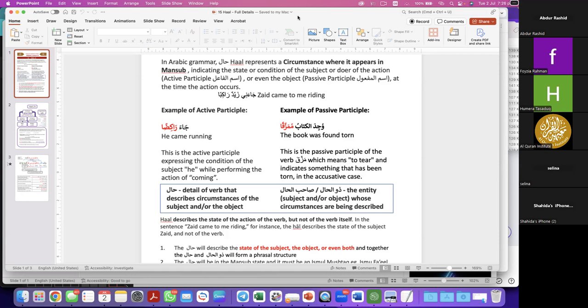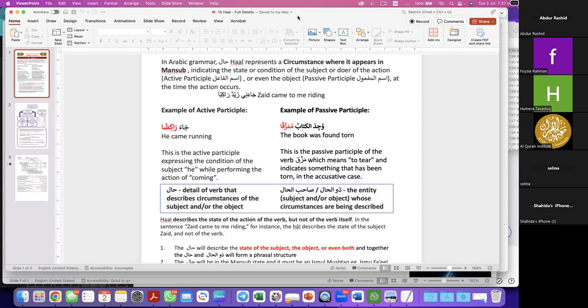Ismul Hal represents the circumstance under which an action takes place. So the doer of the action is Sahibul Hal or Dhul Hal, and Hal is the circumstantial representation of the action. Okay? Then similarly, a subject which is like Zaidun, an object can also play the role of a hal as well. You can see the other example, Ujidal Kitabu Mumazzakan. So, Al Kitabu, the book, was found. Ujida, majhul. The book was found in Mumazzakan.